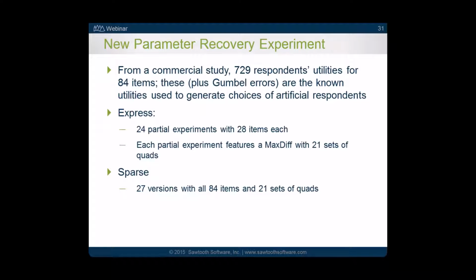So I took a commercial study that had 729 respondents. I already knew what those respondents' utilities were for a set of 84 items. So I take those utilities, and I add a theoretically appropriate amount of error into them, something called Gumbel error, to make my respondents realistic, because we know that respondents don't answer things perfectly, they answer with some error. And so I created an Express MaxDiff experiment and a very comparable Sparse MaxDiff experiment. Both of them had the same number of choice sets and the same size of choice sets.